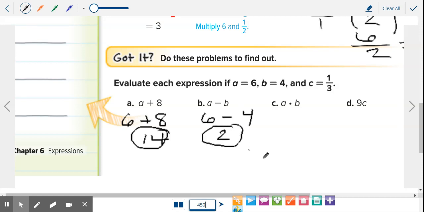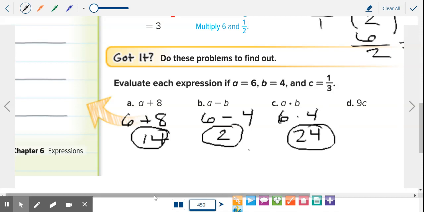There you go. And letter C, so that's A times B. What do we have to do here? Fred? You have to do times 6 and 4. Okay, so we replace A and B. A's 6, B's 4. So then we multiply and get what? 24.